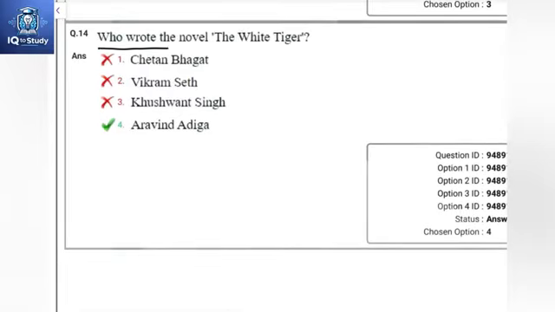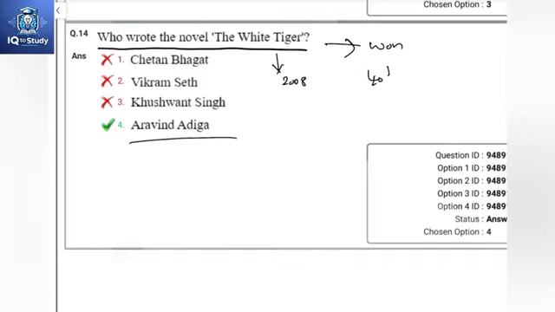Who wrote the novel The White Tiger? Aravind Adiga. It was published in 2008 and it won the 40th Man Booker Prize.